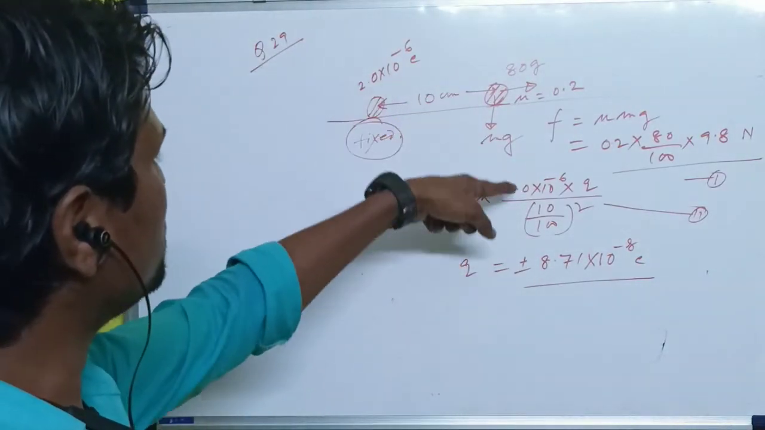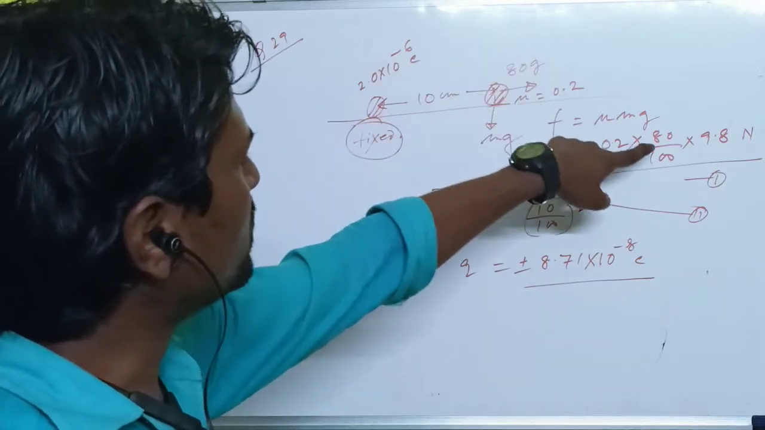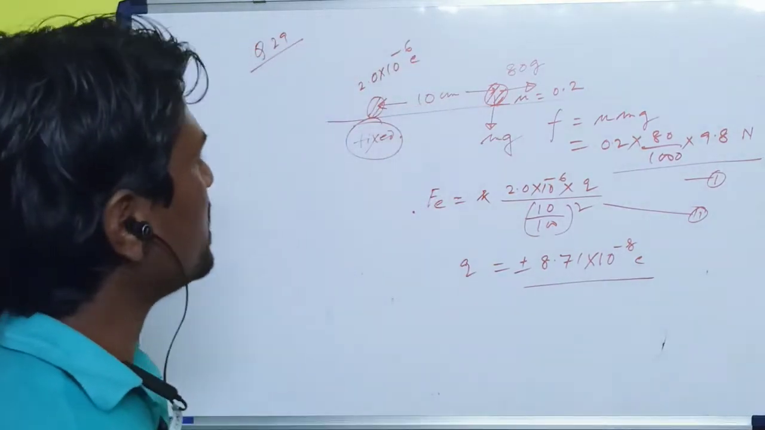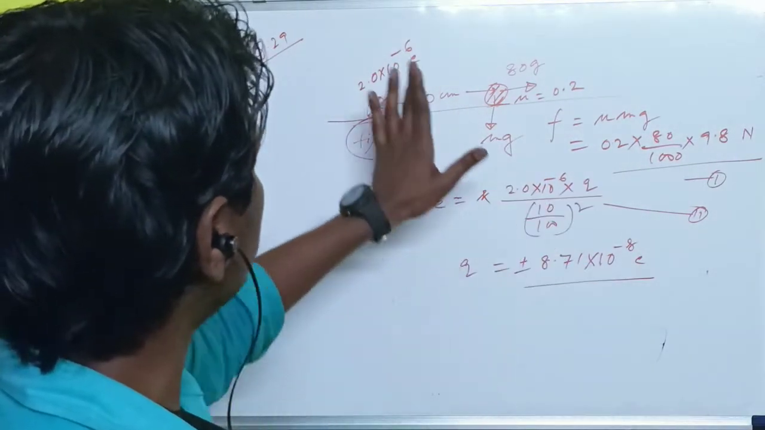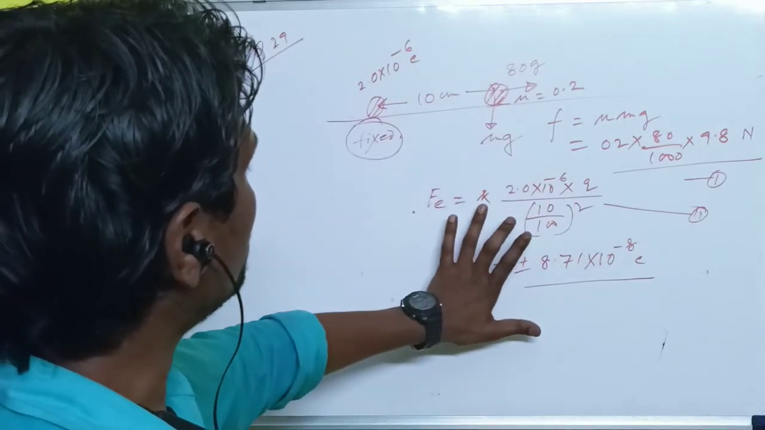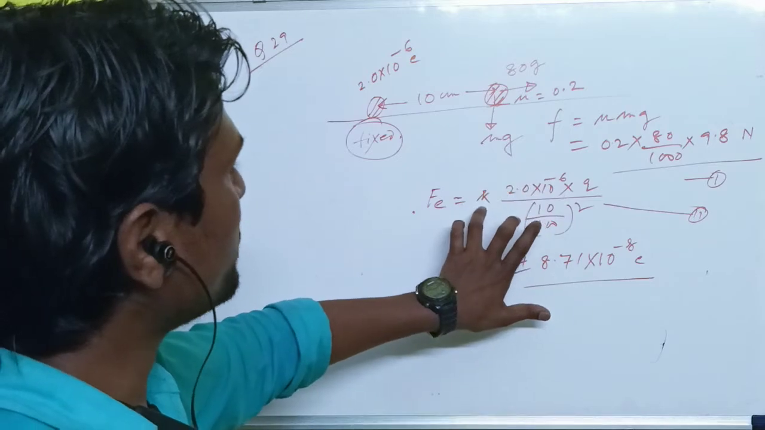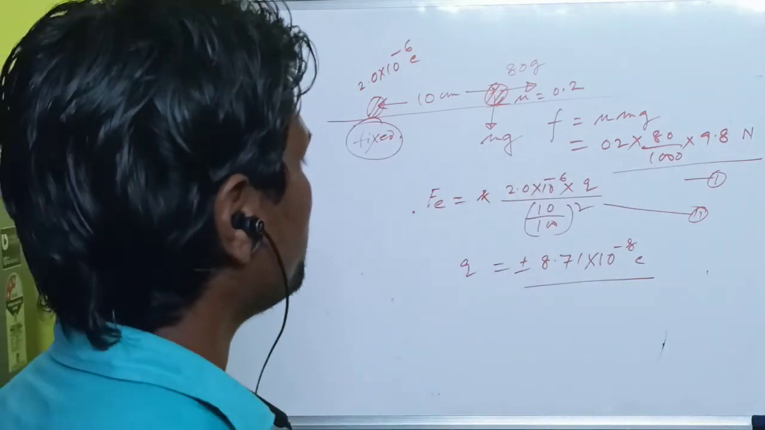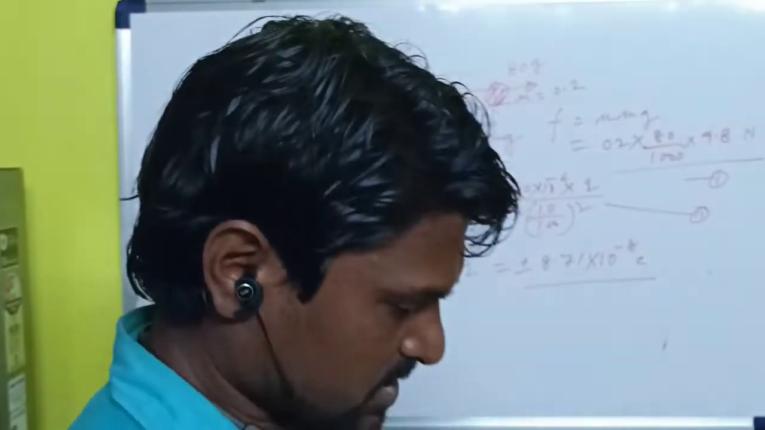So this one. Yes, this is in gram, so you have to divide it by 1000, and 10 centimeters, so 10 by 100 squared. Yes, this q equal to... kappa is 9 into 10 to the power 9, so you have to place here 9 into 10 to the power 9, then calculate q, and this will be plus minus 8.71 into 10 to the power 6, so simple. Question number 28. Yes, next.